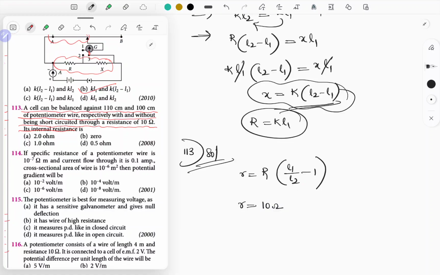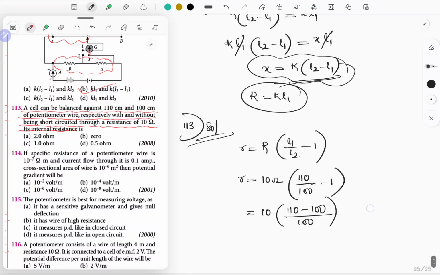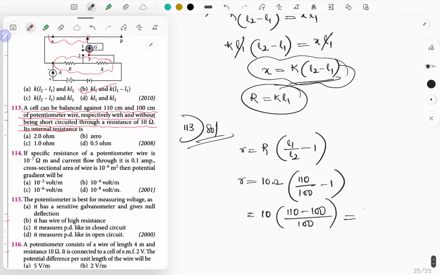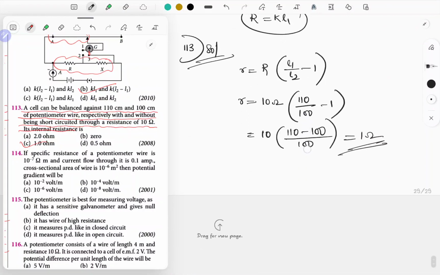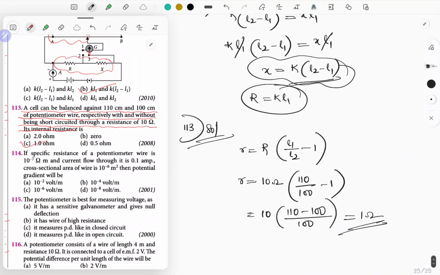Into L1 is 110, L2 is 100, minus 1, which is 10 into (110 minus 100) divided by 100. 110 minus 100 is 10, 10 into 10 is 100, 100 by 100 is 1. So final answer is 1 ohm. Which option? Option C is the correct answer for question number 113. It's a direct answer.